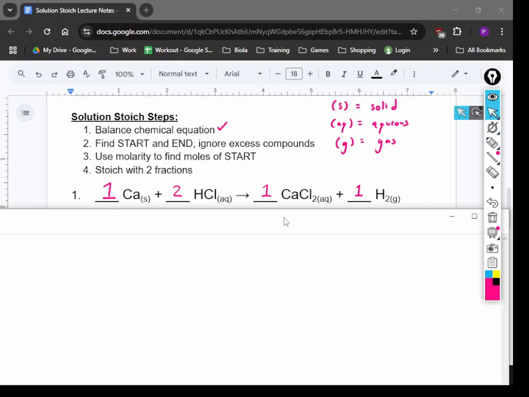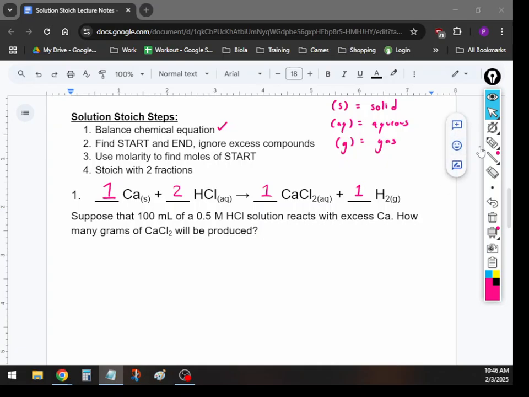Okay, so step 2. What we want to do is find our starting and ending chemical, and we're going to ignore anything that's excess. So for this one, we need to read the problem. The starting chemical is the chemical that you get your numbers for. So I want you guys to read the problem, and on your paper somewhere, write start. And write the formula for the chemical that you have all the numbers for.